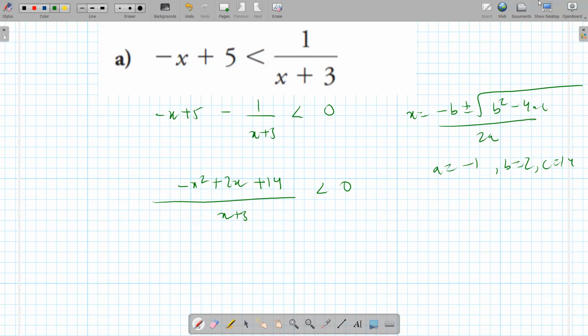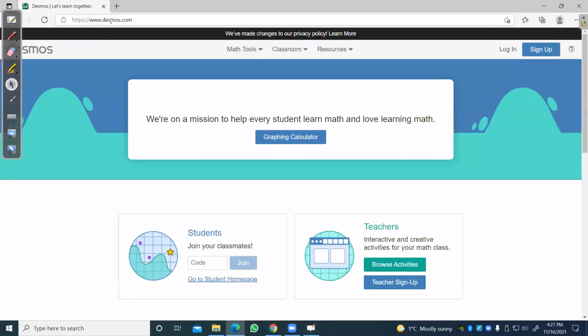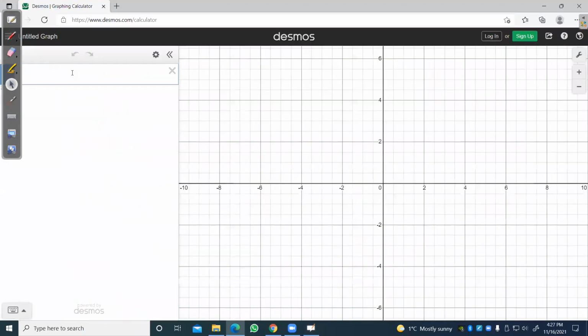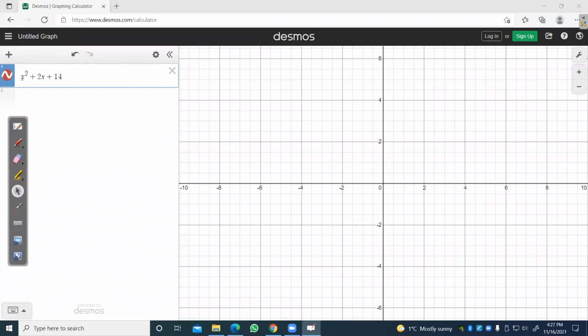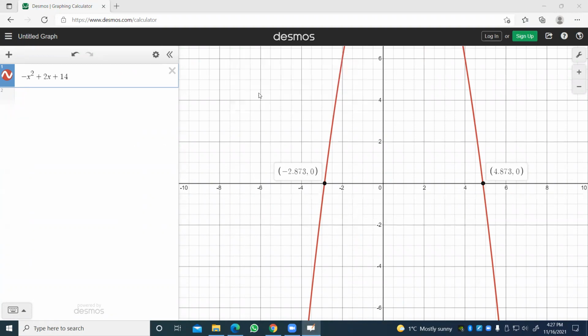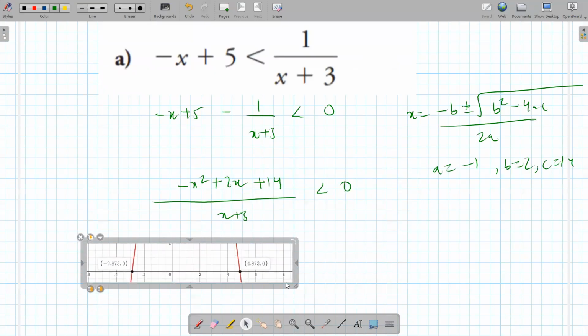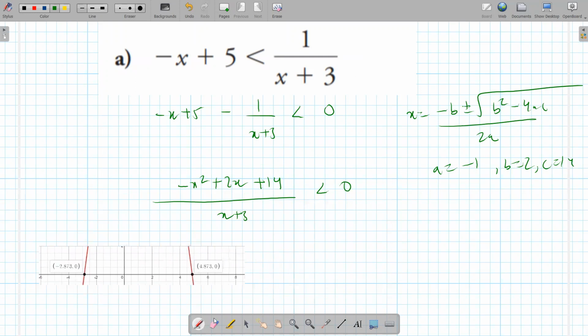I'm going to do something because I'm lazy. To save time, I'm just going to put this in Desmos. Minus x squared plus 2x plus 14. Boom. So those are our two x-intercepts. You could have gotten this by plugging these three values into the formula, but I'm just going to save some time here. So what does this mean?